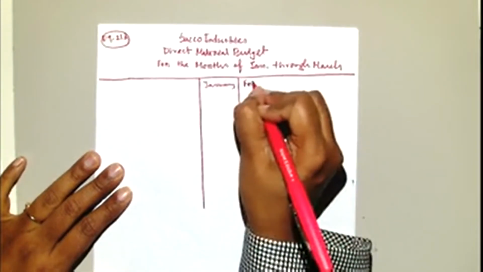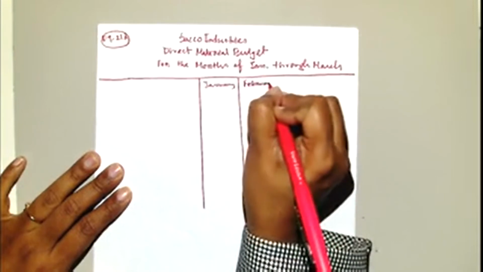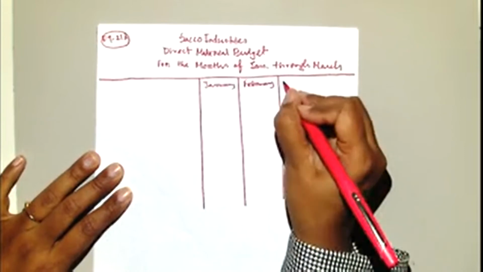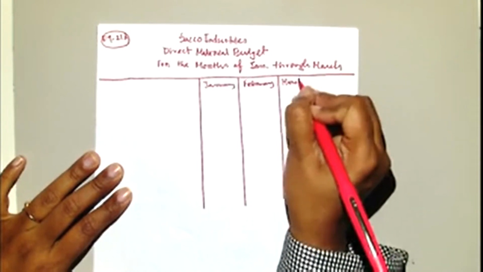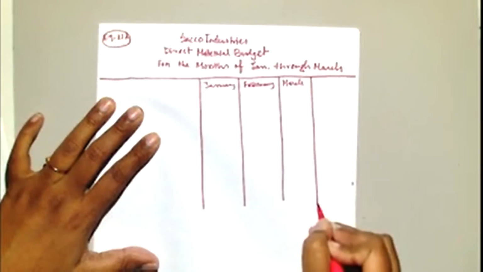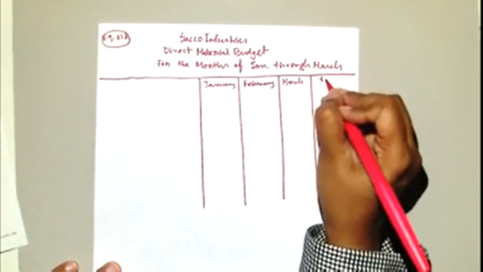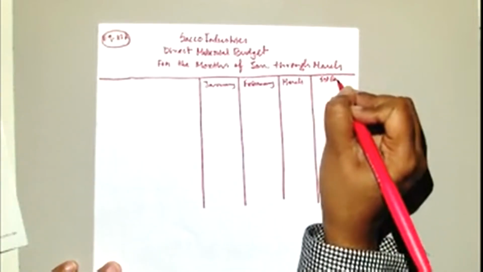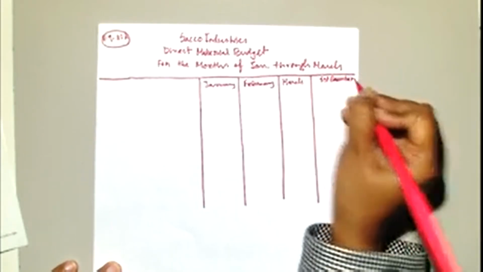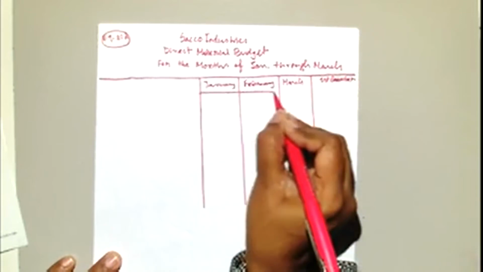February. March, and your total column. Total, or you can write it down your first quarter. Right. So the idea is same.